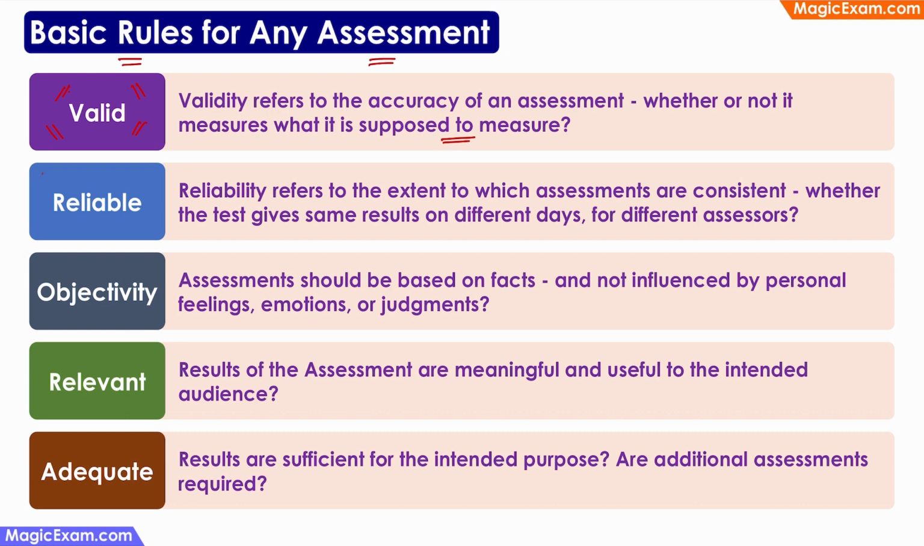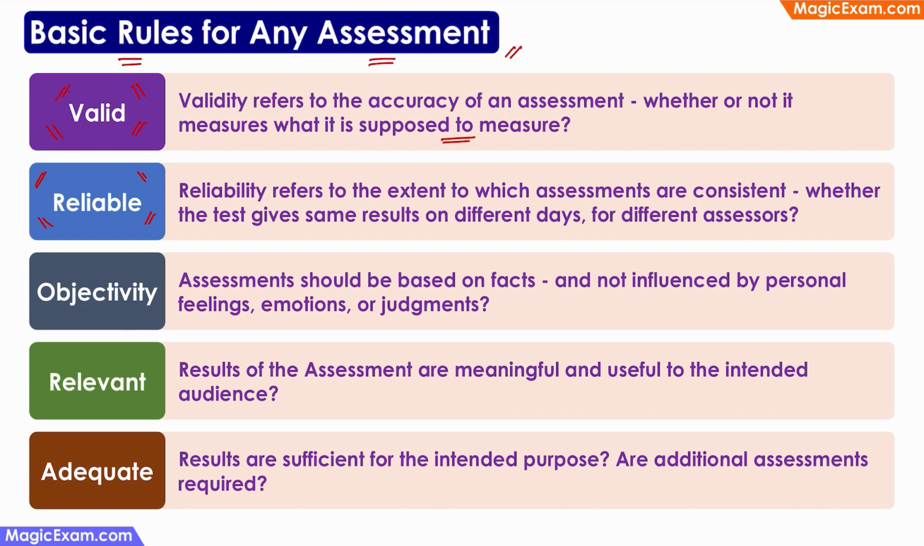Next, it should be reliable. Suppose you are using a thermometer, and once you use it, it says 104 degrees, the second time it says 102, the third time it says 104, or the fourth time it says 90. So which means that there is something wrong in that thermometer, right? It's not reliable anymore. Therefore, whatever tool or technique that you use for assessment of learning should be reliable enough to give the same results or similar results as long as the basic conditions are the same. It should not fluctuate. It should be reliable.